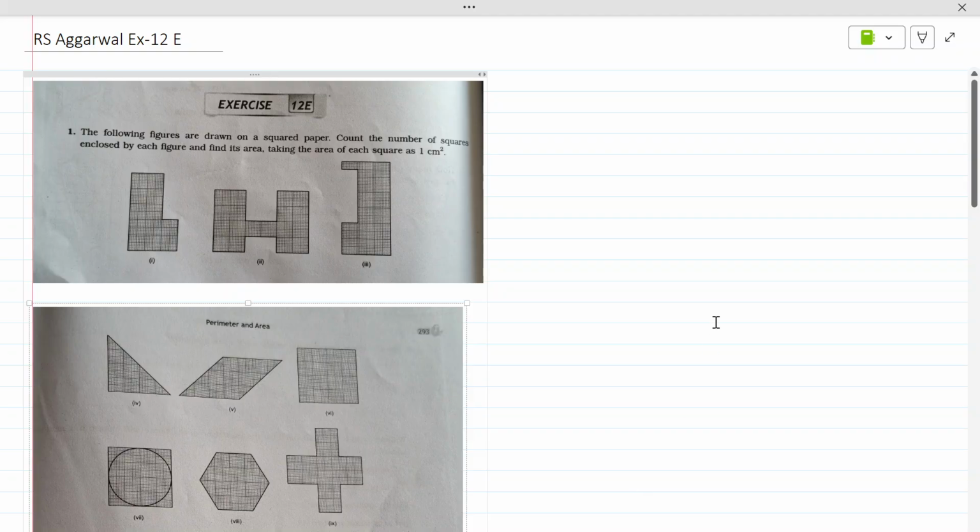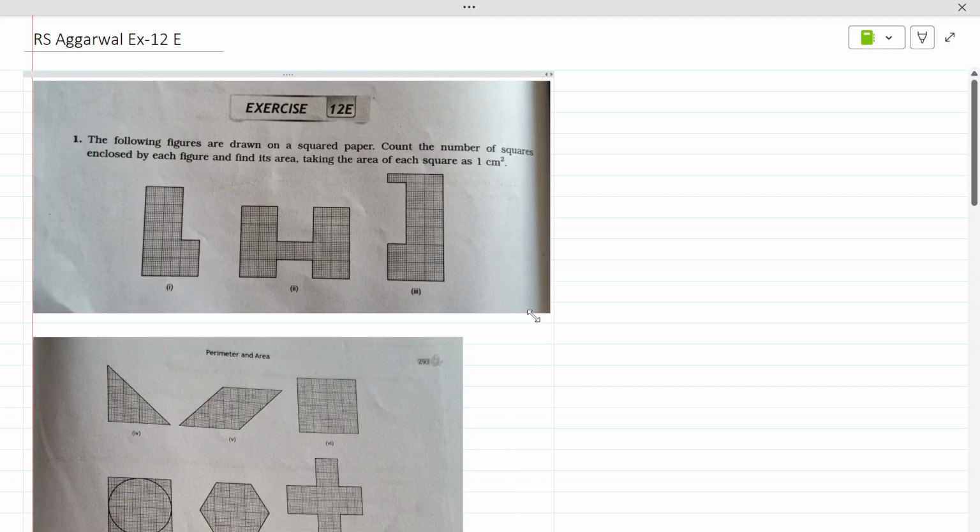Okay, so the first question is, the following figures are drawn on a squared paper. Count the number of squares enclosed by each figure and find its area, taking the area of each square as 1 centimeter square. So what they have done here is, they have taken each square as 1 centimeter square here. So let's draw it here.